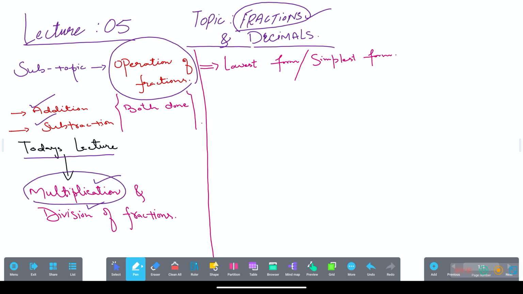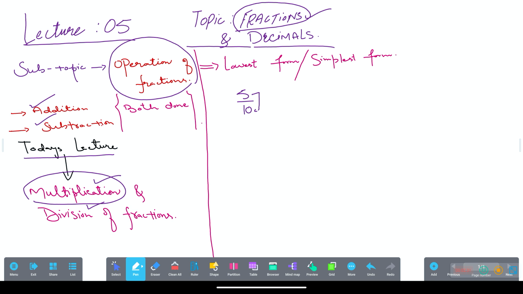Before coming to the first concept of today, multiplication, we will first learn what we mean by the lowest form or simplest form of a fraction. फ्रैक्शन की लोवेस्ट फॉर्म या सिंपलेस्ट फॉर्म का मतलब क्या होगा बेटा. Suppose I am having a fraction; I will write here 5/10. It is a fractional number. What does it mean? It means suppose 5 apples have been distributed among 10 people, so each one will get half of the apple.